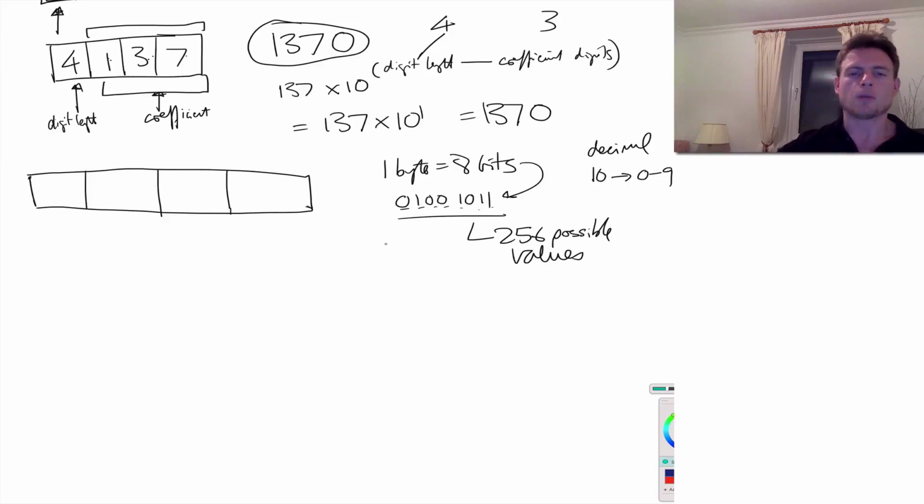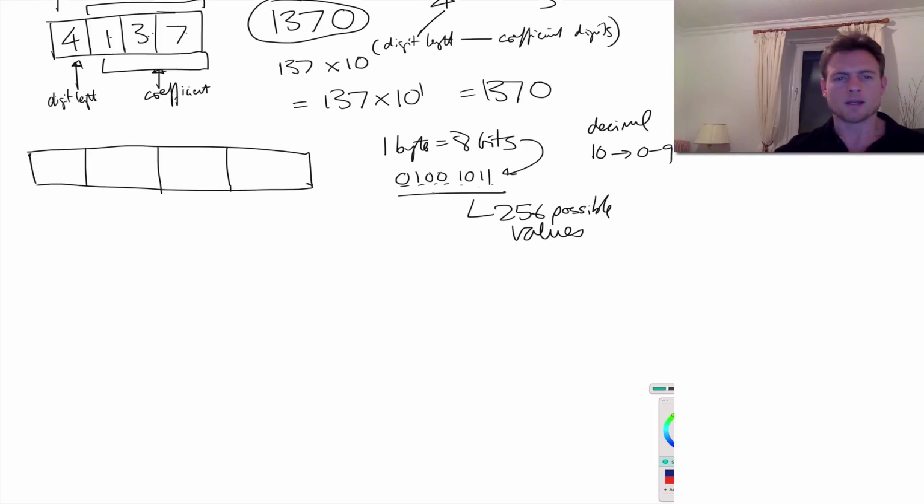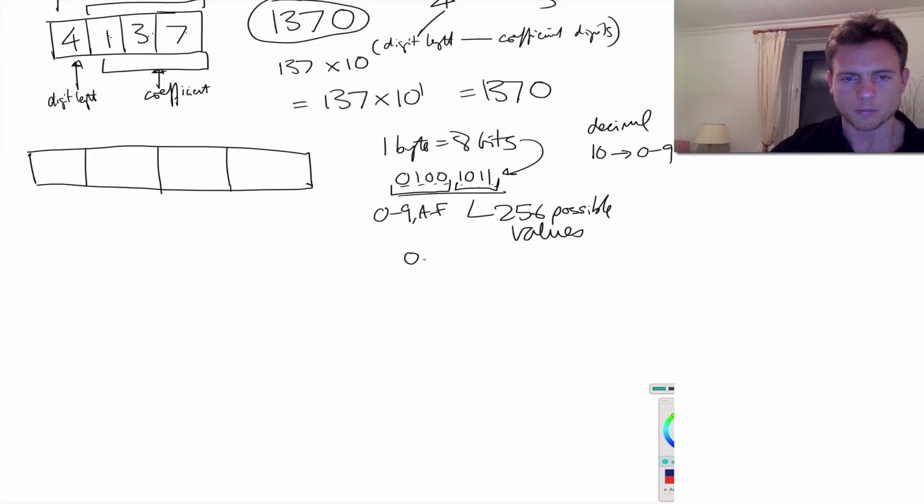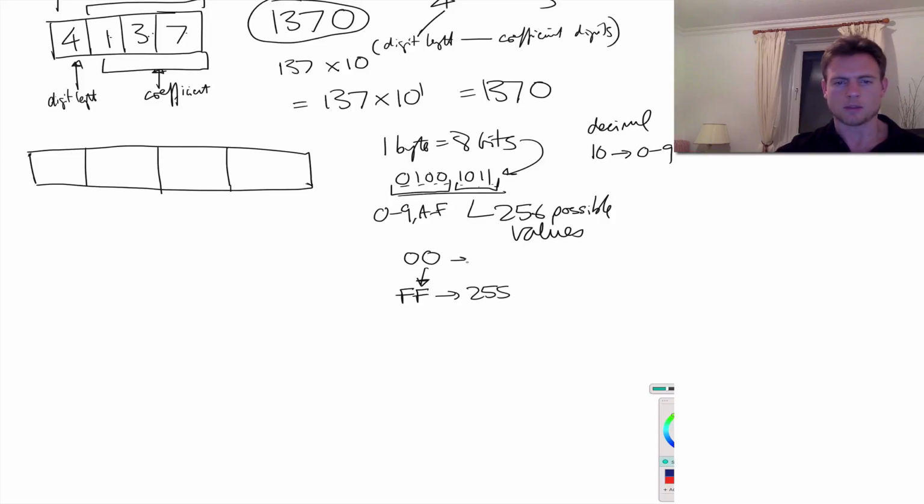Now, if we think about hexadecimal notation, what we do is group 4 bits, each group in a byte, and then we consider the possible values from 0 to 9 and A to F for each of them. So 1 byte can be 00, that's the minimum value for a byte in hexadecimal, and the maximum value is FF. FF in decimal is 255, and 00 in decimal is obviously just 0.